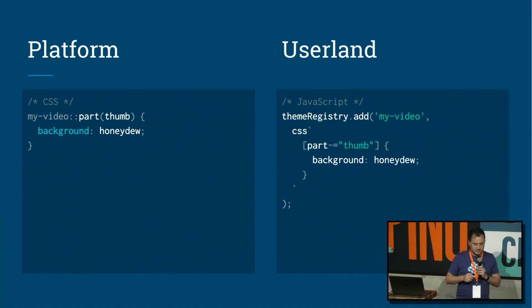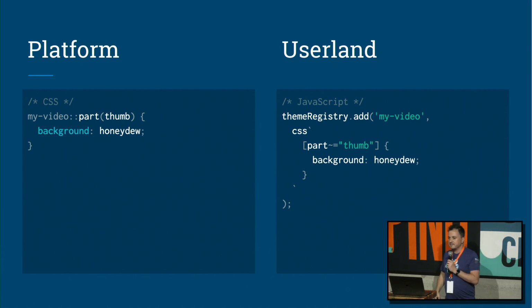And then finally, platform versus userland. So on the platform, we have native features, and these features often require native implementations because they might have features that you can't, say, polyfill. So here we have an example of using a new syntax, ::part, which allows you to select a subcomponent inside of another component. And this is new native CSS syntax. So this has to be implemented natively in the platform.